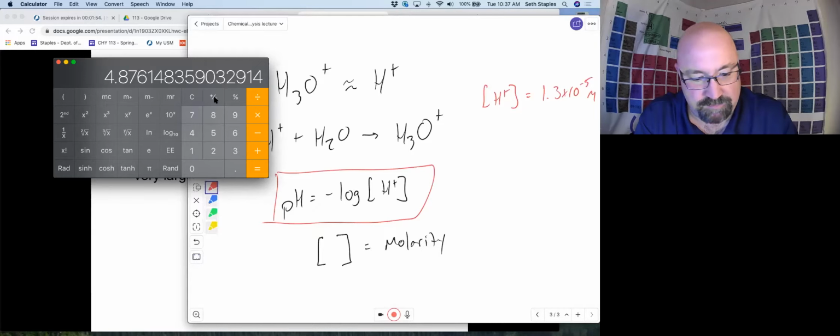If we have a base with a pH of 8, the pOH must be 6. pH plus pOH equals 14. Oh, and it looks like I gave the same exact example again. But you get the idea.